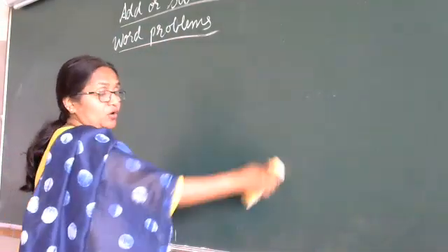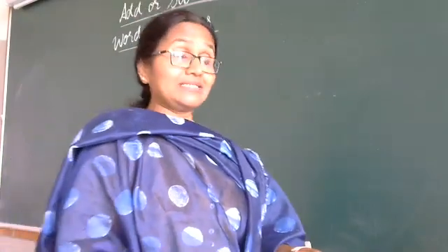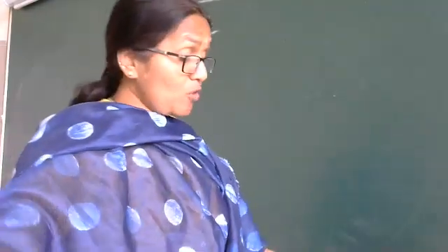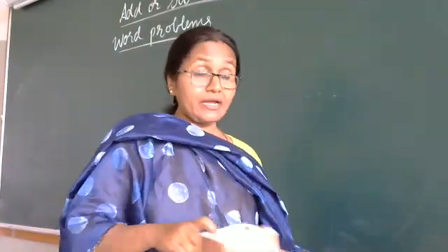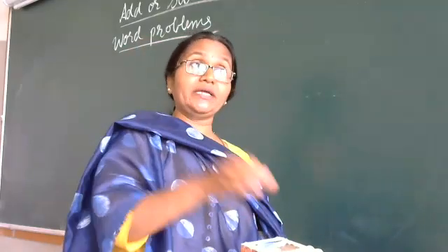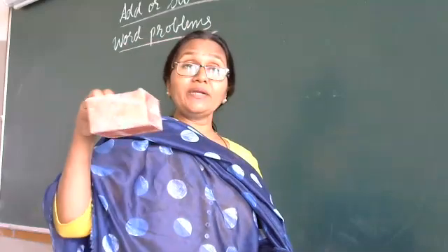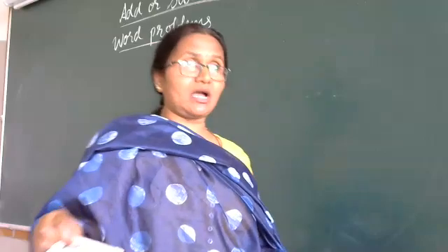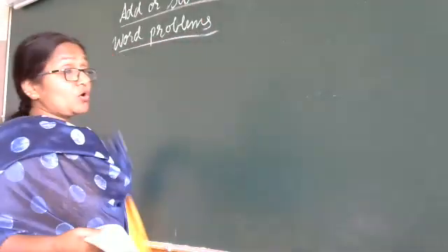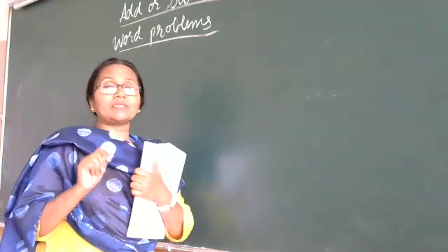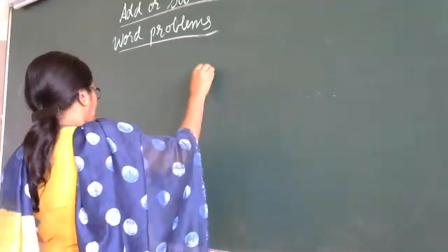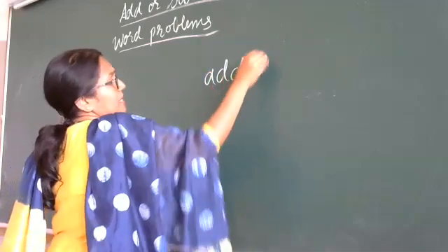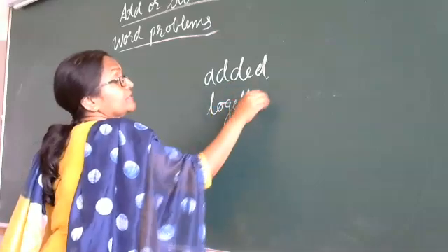Now how is it? In your textbook, there are 12 pencils in a box. 4 more pencils were added to it. Already in this box, 12 pencils are there. Again, 4 pencils, 1, 2, 3, 4, I added 4 to it. Then how many pencils are there in the box now? As I told you, by reading the last part of the question, we differentiate whether it is to add or subtract. Added means plus. Together.